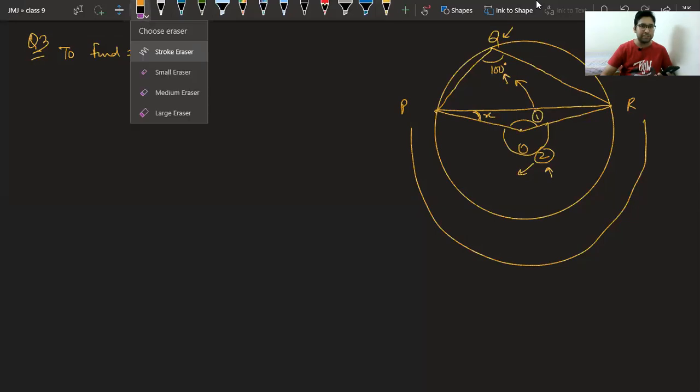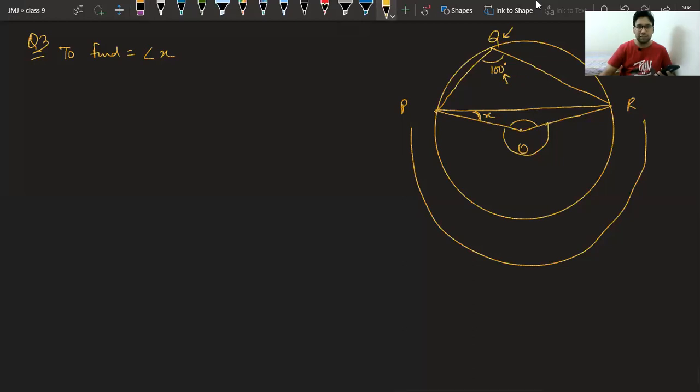So let me erase this. This was just to ask. You can directly write. This is, suppose y. So y is equal to how much? 200 degrees. So first we can write the solution. Angle y is equal to 200 degrees. Reason being very simple. The angle made by an arc at the center is twice the angle made by it on the remaining part of the circle.